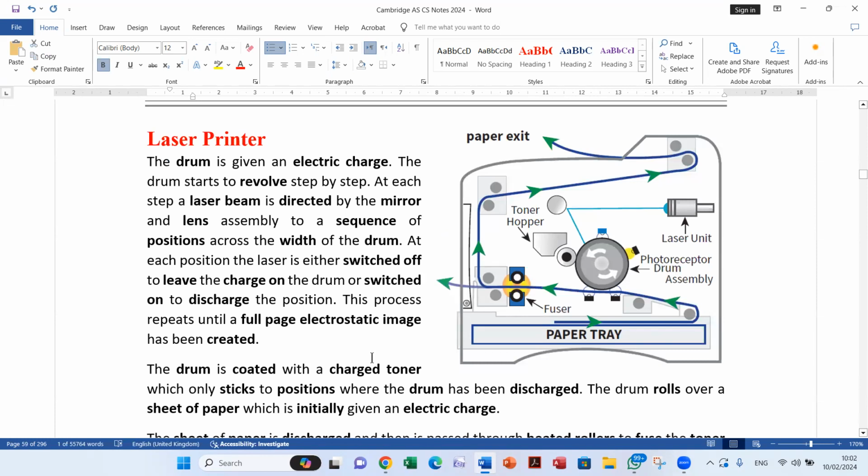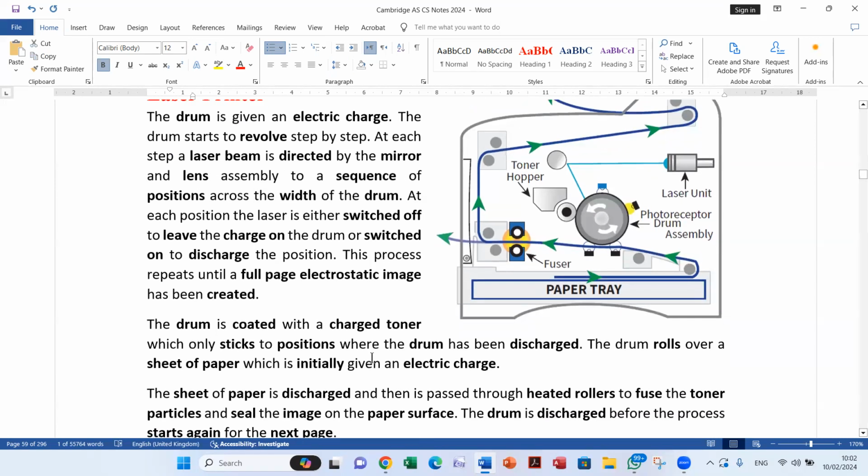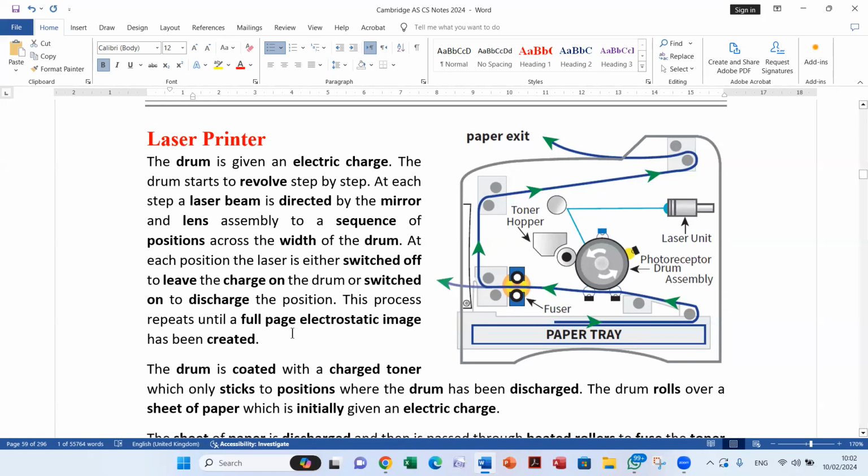Next, we have the laser printer. The laser printer's principles of operation differ, and you have to study both. The laser printer works with powder ink, not liquid ink. The laser printer definitely uses a laser beam. So this is the laser beam.